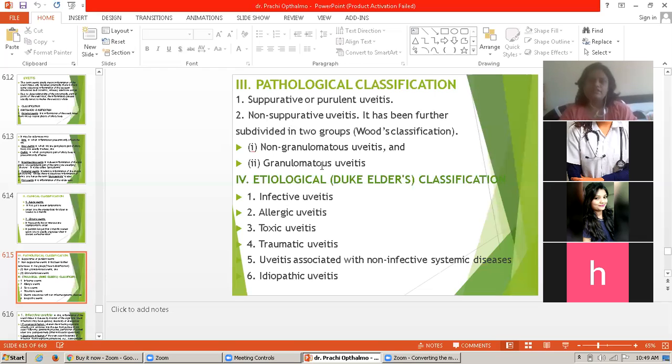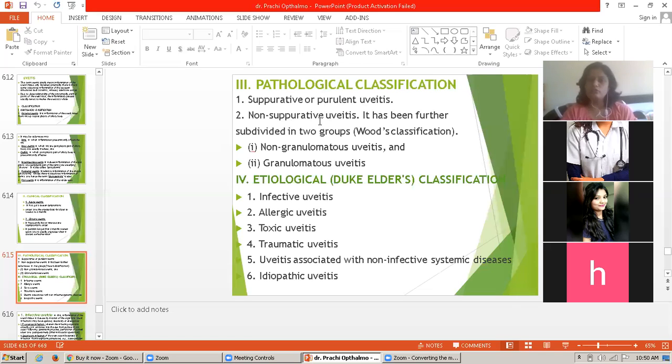When we study the pathological classification, there is a suppurative or purulent inflammation of the uveal tract. Suppuration means there is pus formation in the inflammation of the uveal tract, which is also an important type of the pathological classification of uveitis. And second one is non-suppurative uveitis. It means there is no pus formation in such a condition of pathological classification of uveitis.